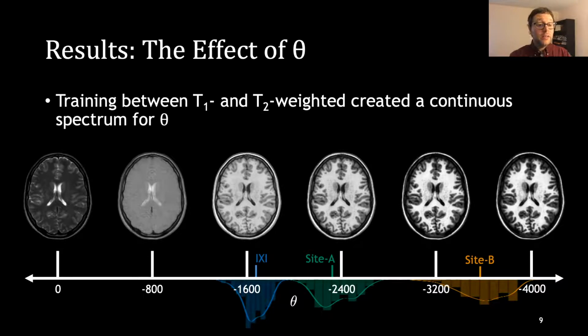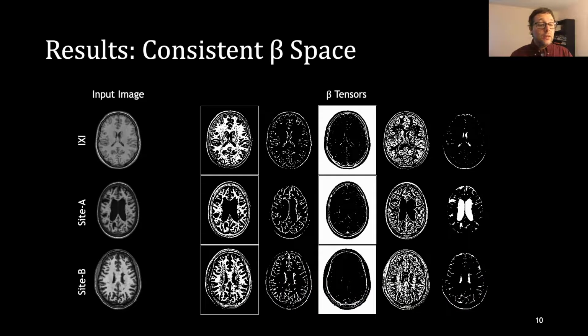Beyond that, we can also see that we can produce images that are not acquired by any MRI imager from any of these sites in this value of -800, which we can see is somewhat of a combination between T1 and T2 weighted images. We can also see that if we put in T1 weighted images from each site, we get relatively similar beta tensors, which we would expect since we would want the beta tensors to extract the same anatomical information from each image, regardless of the contrast.